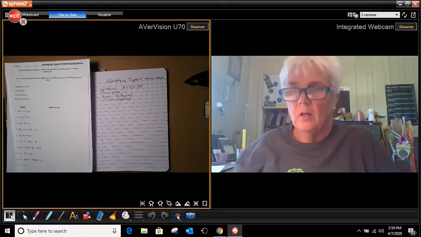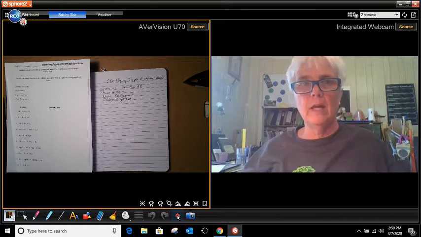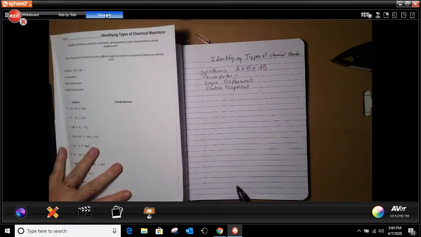So today we are identifying types of chemical reactions. We have a handout. I'm going to go straight to where it is. I've got to set my timer so I don't go over. We're going to talk about this worksheet. All week long we have gone through the different types of reactions, and what we're going to do is wrap it up.